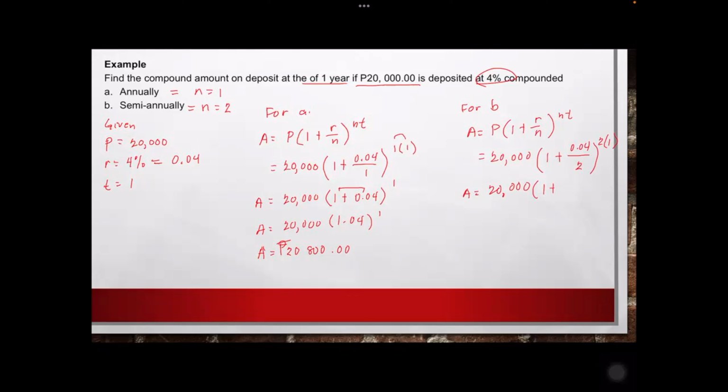What's the answer? Oh yes, Kausar. 0.02 po. This will be 1.02 raised to 2 times 1, which is 2. So, A equals 20,000 times 1.02 raised to 2. Now, in your calculator, pag nagta-type kayo, sa maliliit, 20,000.